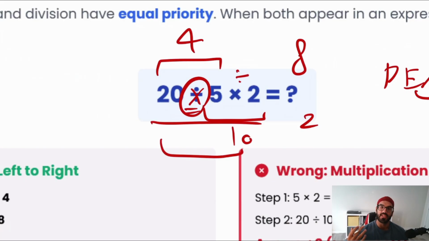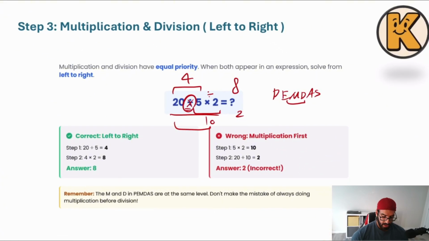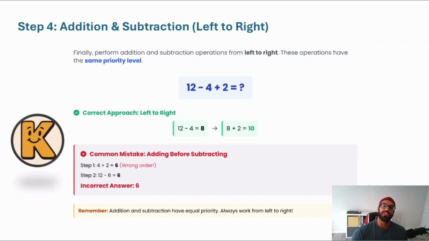You can practice as many times as you want, and after that you can be a master of it. So after multiplication and division, we have addition and subtraction. What would happen at this point? Again, we have the same scenario. Addition and subtraction both have the same order.